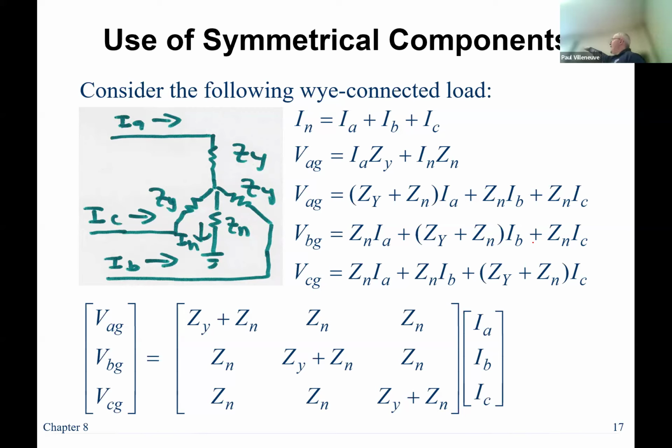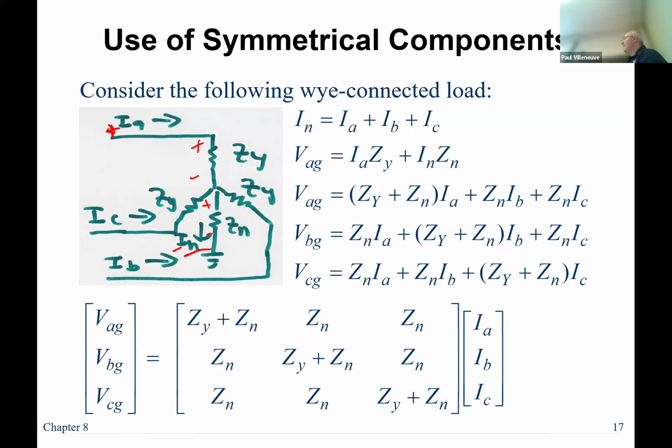And you can see that my IN, the current at the neutral connection, is going to just be the sum of the currents. And then my ground voltage relative to reference is going to be equal to whatever current I have in phase A, right? So I'm looking at the voltage from here to here. So this is my plus minus. So that voltage is going to be the current through ZY. So I need the voltage drop there, plus I need the voltage drop through there, right? So IA times ZY plus IN times ZN. And then I include the fact that my IN is just a sum of the three currents.